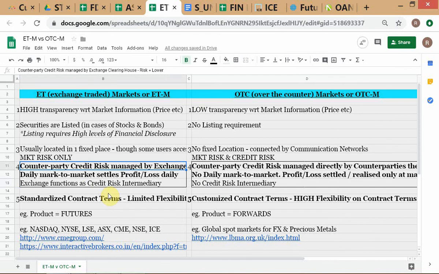Make sure. Now you see counterparty credit risk managed by exchange. By exchange means by exchange clearinghouse. Okay. I'm equating the exchange with the exchange clearinghouse. Is this clear now? Are you following, Pulkit?